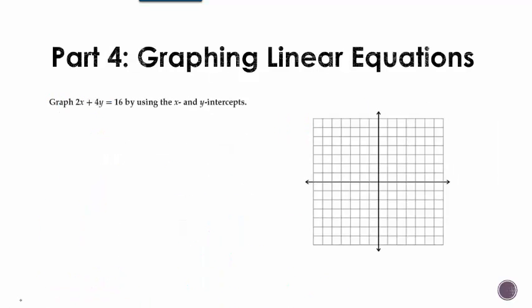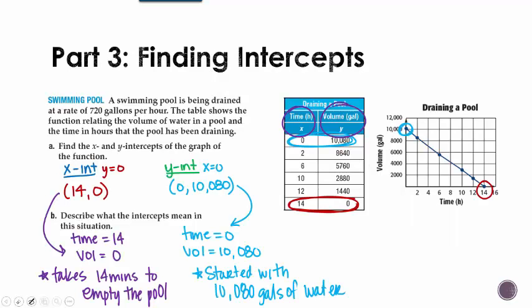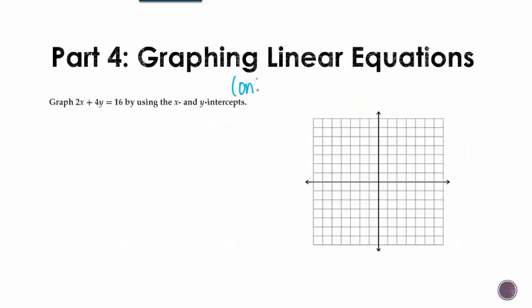So let's graph some on our own without a story. And we're going to graph these using intercepts. You only need 2 points to make a line. So we can find 2 points to make a line by using the intercepts.